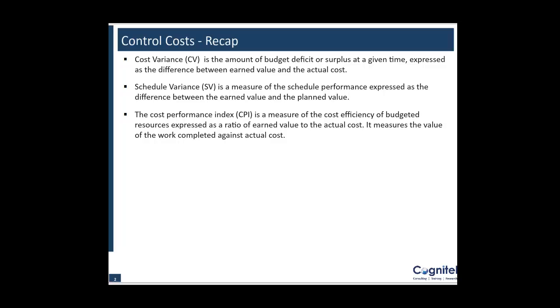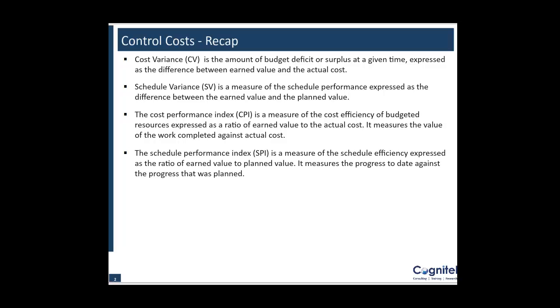CPI is EV upon AC, earned value upon actual cost. The ratio of earned value to actual cost is your CPI. It will tell you how much profit or under recovery you have.